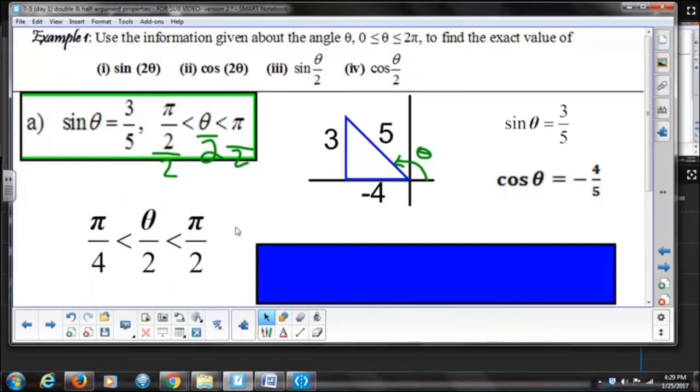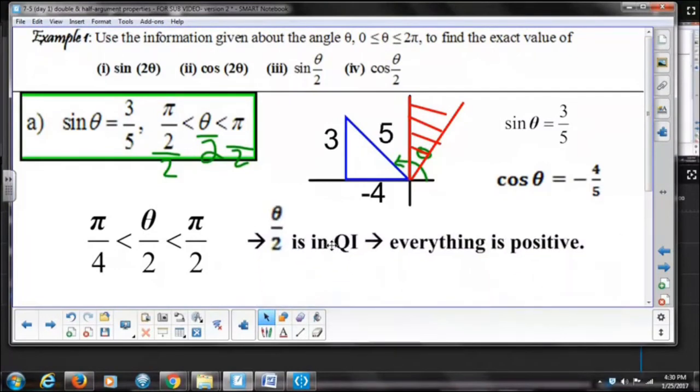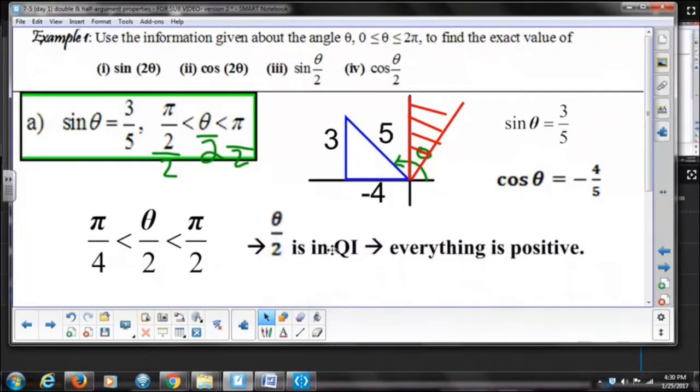So if it's between pi over 4 and pi over 2, realize that pi over 4 is in the first quadrant. So right about here. And pi over 2 is here. So this region right here is where half theta is going to be. So that's the first quadrant. So because it's in the first quadrant, you know that everything's going to be positive because sine, cosine, tangent, everything is positive in the first quadrant. So that's what you need to figure out with those. Let me move on to the next page.